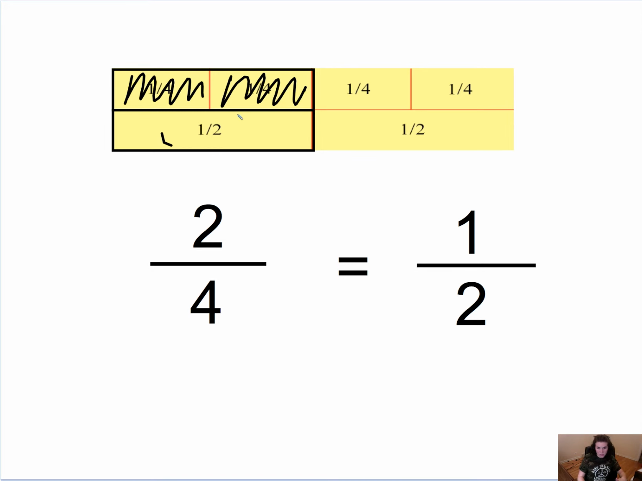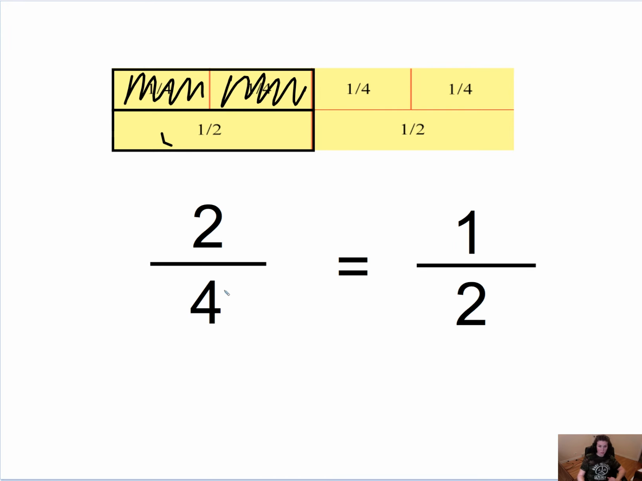Now, you can't use a visual like this every time, so let me show you how to do it mathematically. If you have the fraction 2/4 and you're trying to simplify it, you need to divide by a number. Remember, whenever you divide by a number in the numerator, you have to divide by the same number in the denominator in order to keep the fraction equivalent. So basically, you can multiply or divide any fraction as long as you keep the number the same in the numerator and the denominator. So what I want to do is look for a common factor of 2 and 4.